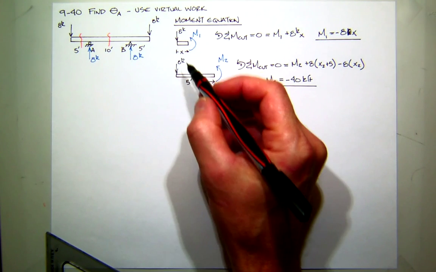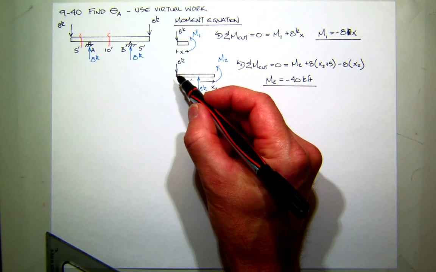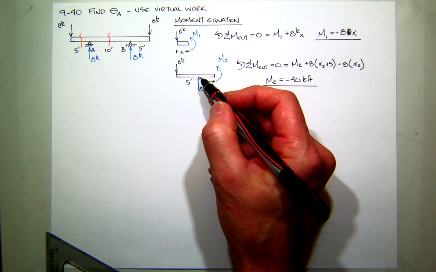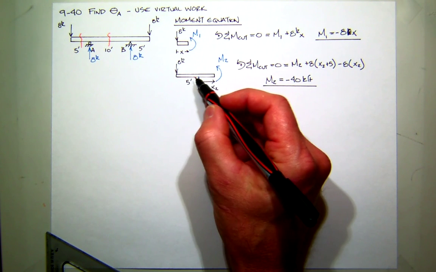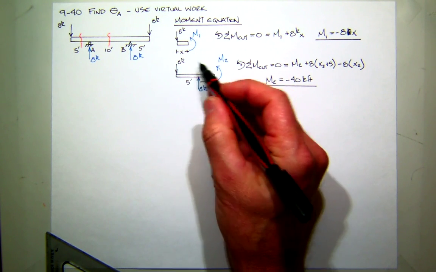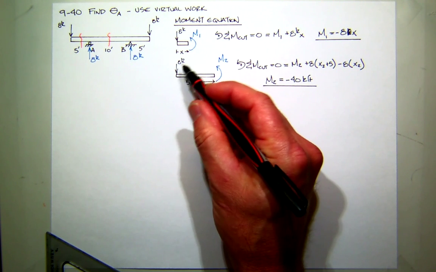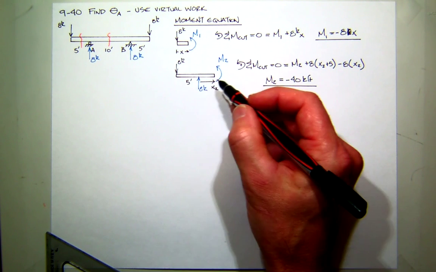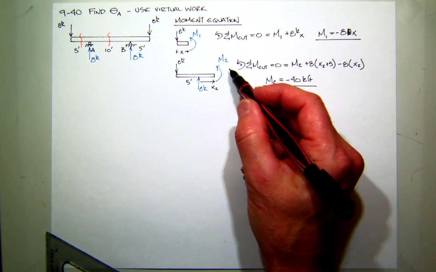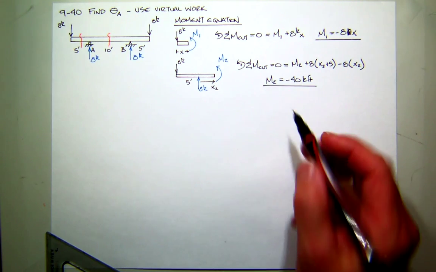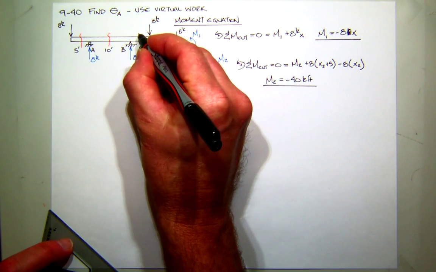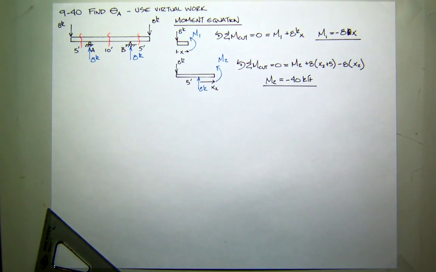Kind of makes sense. You look at this couple here, 8 acting down, 8 acting up, equal and opposite. They're 5 feet apart, so that creates a positive moment couple of 40. To keep this in equilibrium, this moment better react the other way, 40. And it does. Okay, finally we're out here in this next section.